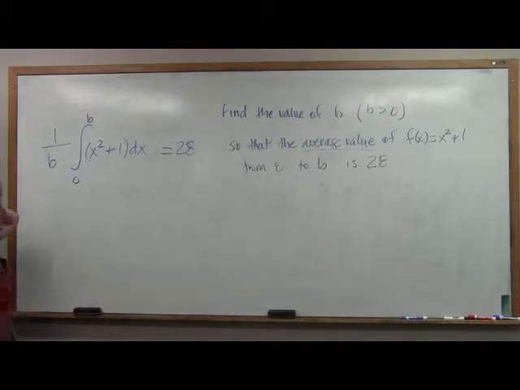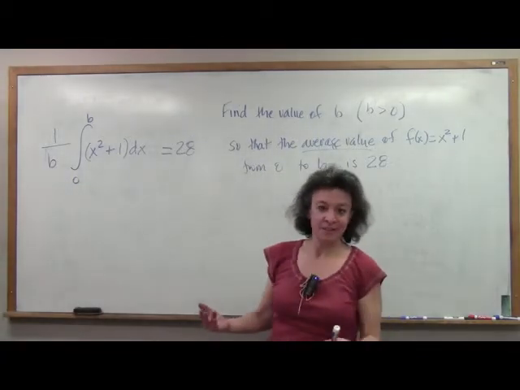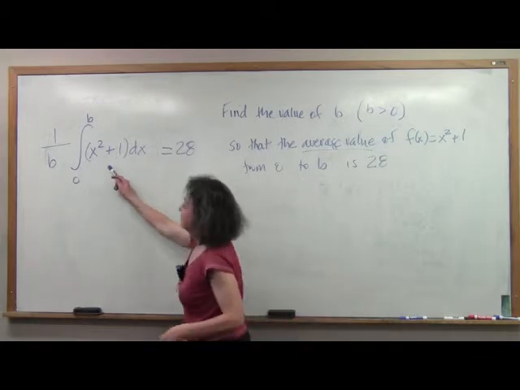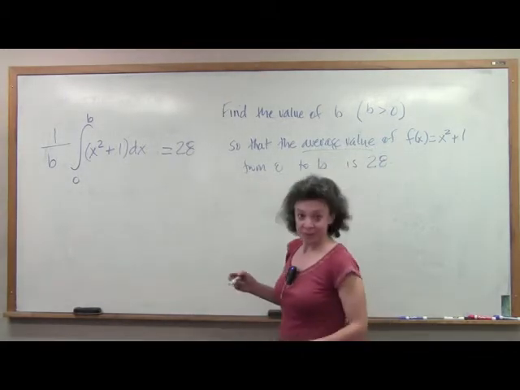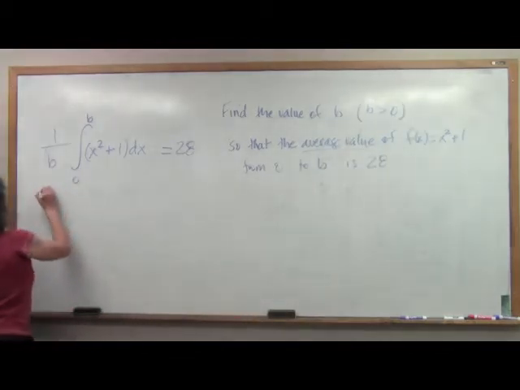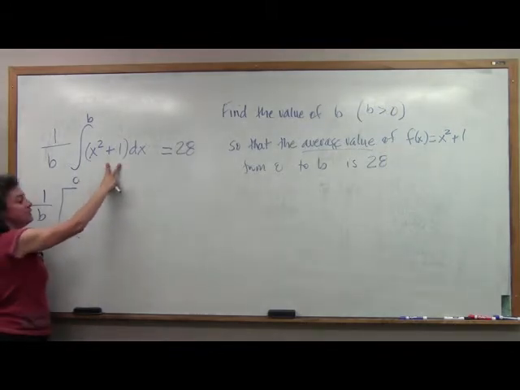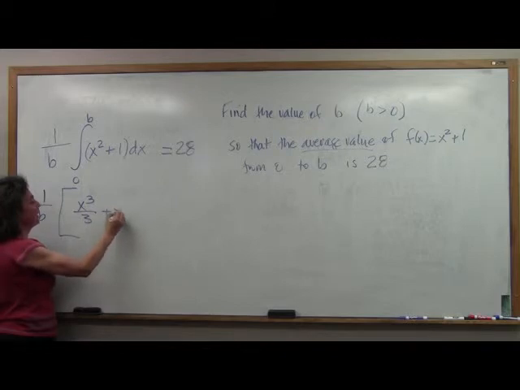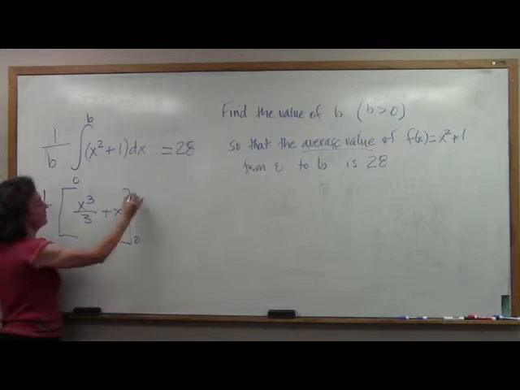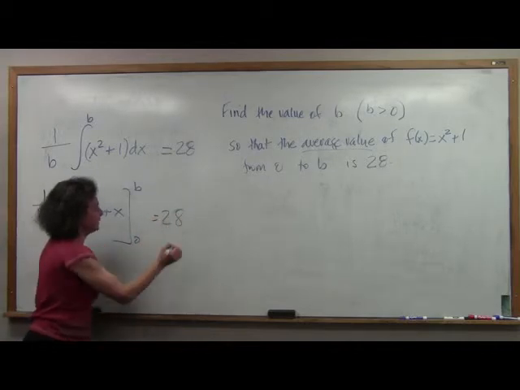Okay? What we need to do is find the value of b. How do we go about doing that? Well, let's follow our noses here. Okay? I see a definite integral. I'm totally all about taking my definite integral. So let's watch this. We have 1 over b. And let's take the antiderivative here. We have x cubed over 3 plus x. And then we evaluate that from 0 to b. And again, we know that that's 28.